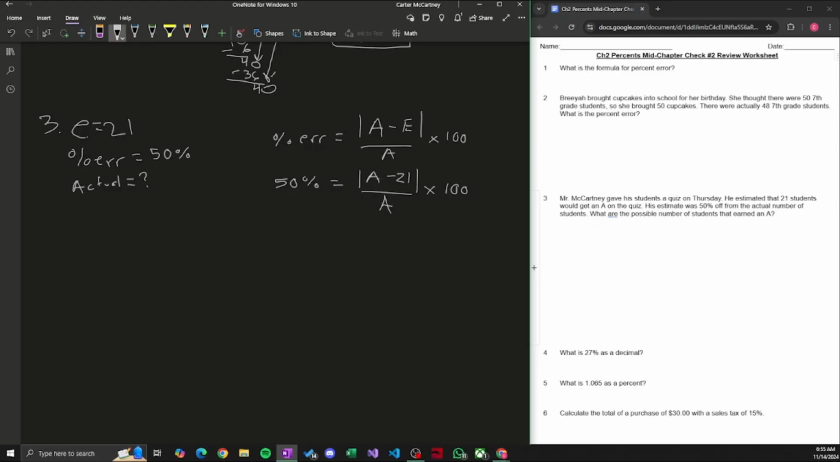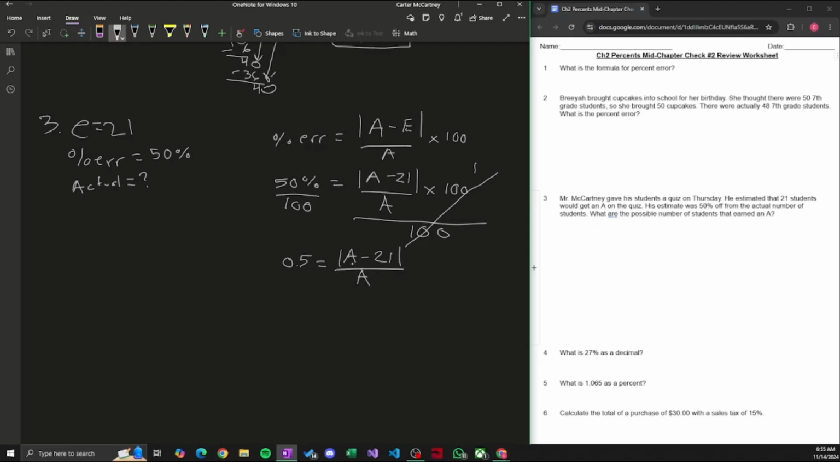So let's try to get A by itself. We want to figure out what that actual value is. So the first thing we're going to do is divide this side of the equation by 100. And when we divide that side, we need to divide this side. Okay, so 100 divided by 100, these cancel out. It becomes 1. And 50 divided by 100 is 0.5. So we have 0.5 equals the absolute value of A minus 21 divided by A. So this is what we're left with.